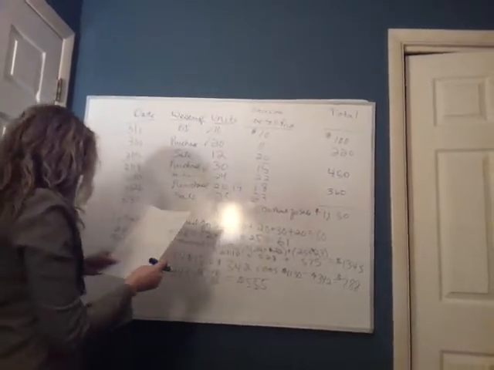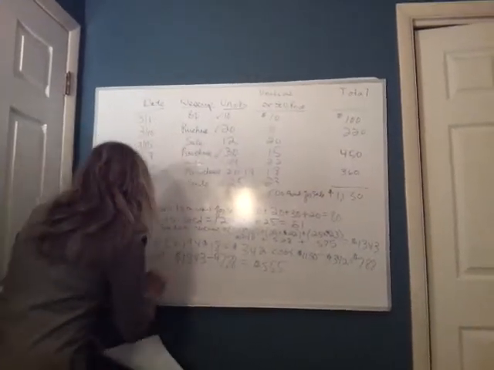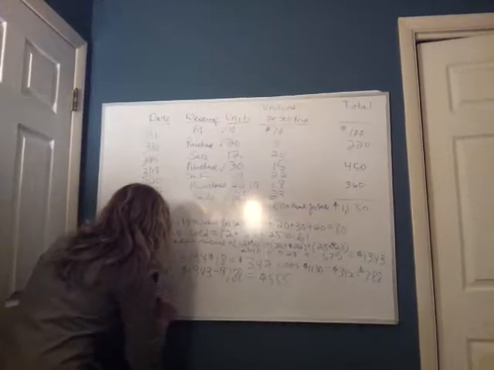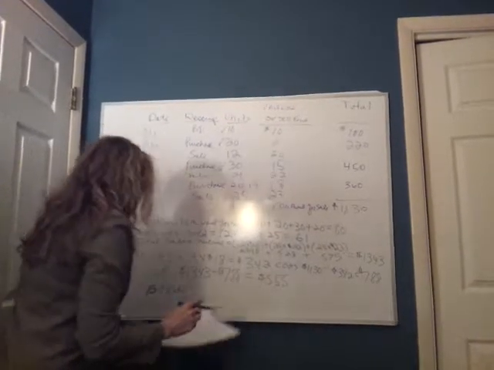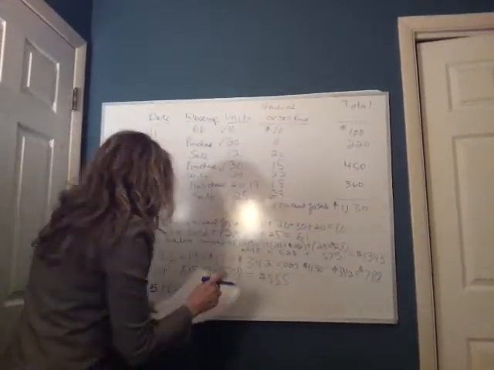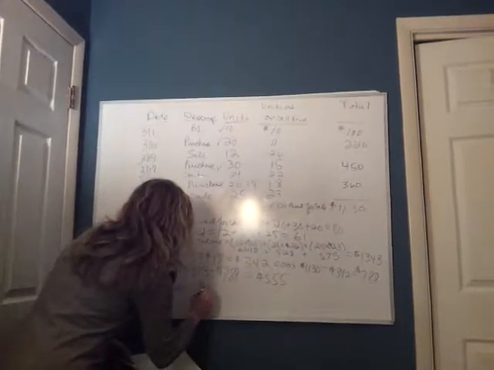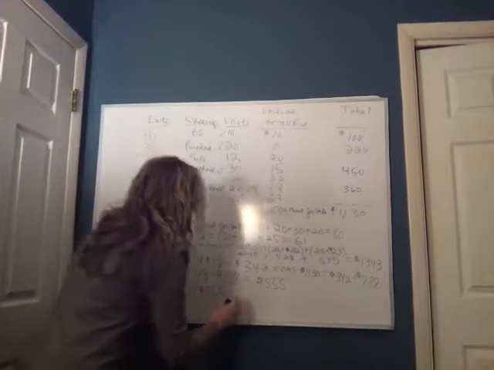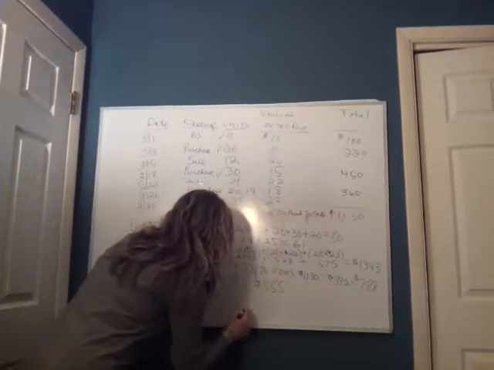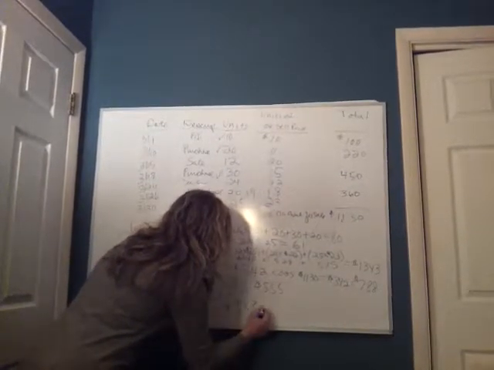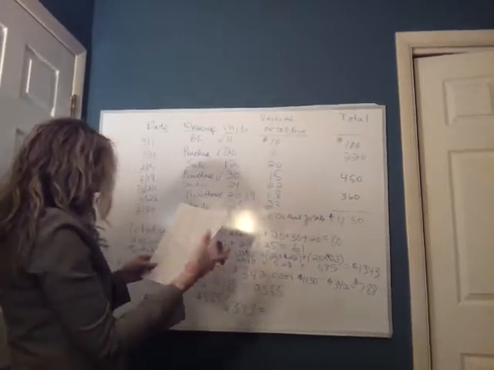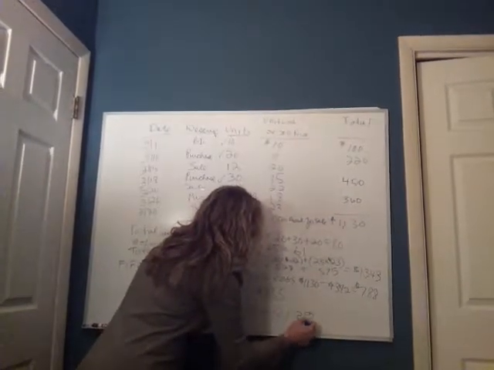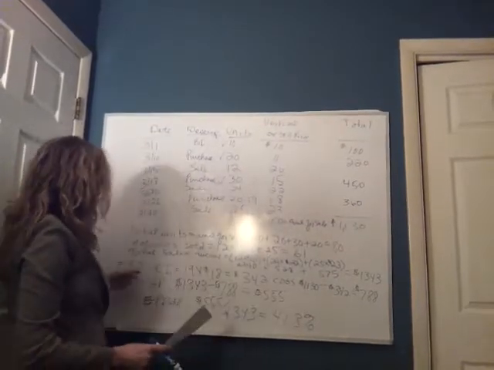Last thing we have to determine is our gross profit rate. So our gross profit rate is going to be $555, our gross profit, divided by $1,343, our sales. I believe the gross profit rate, and I probably round it, comes out to be approximately 41.3%. Now this is FIFO.